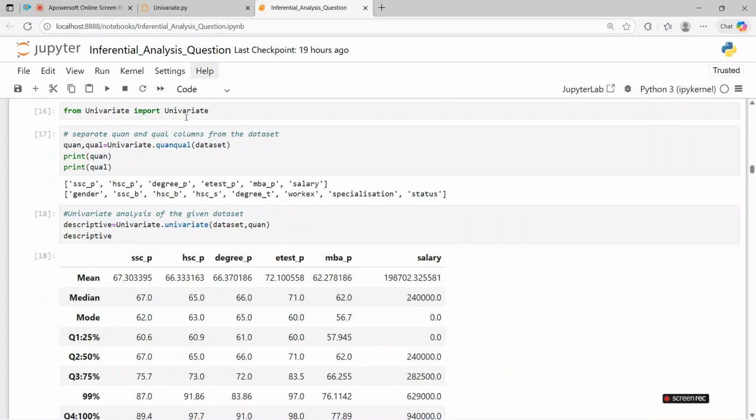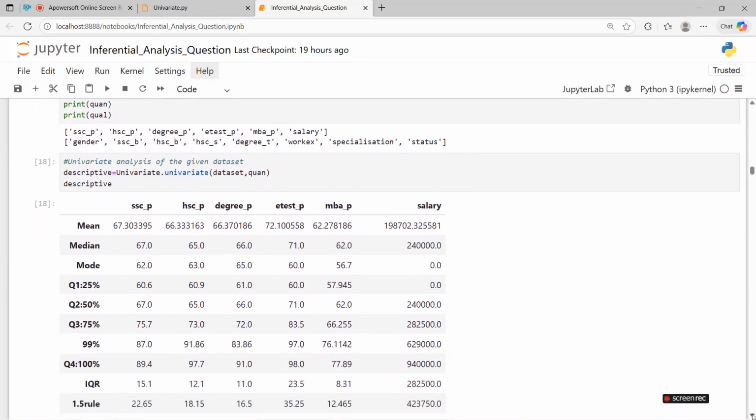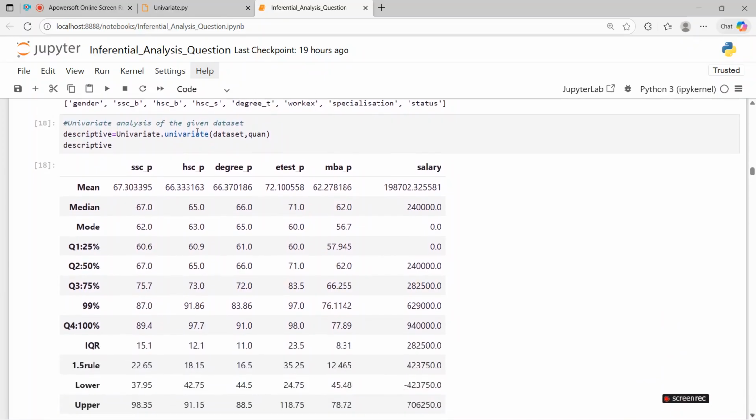So we are importing the class Univariate from the file univariate and the first step we are doing is separating the numerical and categorical columns using the quantqual function. So we are passing the data set to the quantqual function and we are getting both the values here, like numerical columns and categorical columns. So now we have split numerical and categorical, and we are doing the univariate analysis by passing the numerical columns and data set.